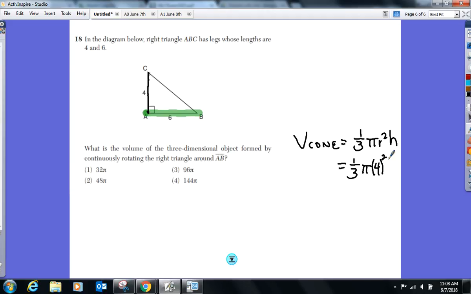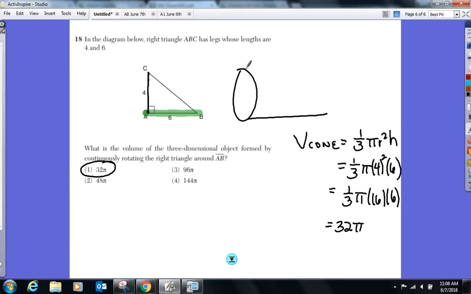And then what would have been the height if I rotated around AB? 6. Yes, it would be 6. So we end up with 1/3 pi 16 times 6, which I believe ended up being 32 pi. All right, 32 pi. So where you rotated it around ended up being the height, because it kind of looks like this at the end. Here's your side of 6, and here's your 4 right here.